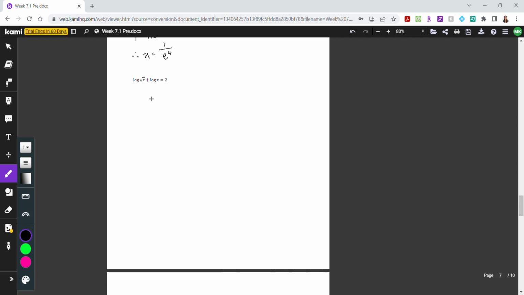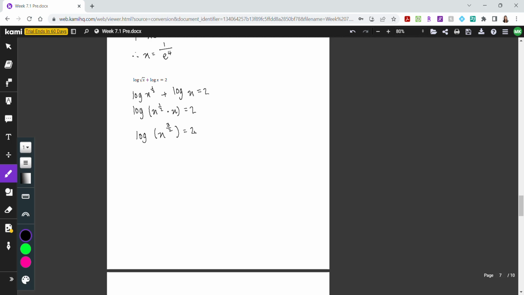That would be equivalent to, so we're going to get log x to the power of half, right? Because square root, if we transform it into a rational exponent, it's going to be half. Plus log x equals 2. Now because these are adding, that means these are going to be multiplying with each other. So if we were to rewrite it, it will be log x to the power of half times x equals 2. Now based on the product rule, my exponents are going to be adding with each other. So this will then give me log x to the power of 3 over 2 equals 2.